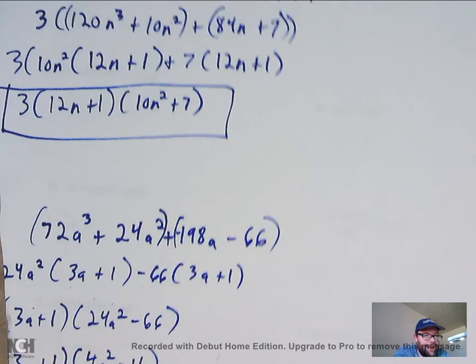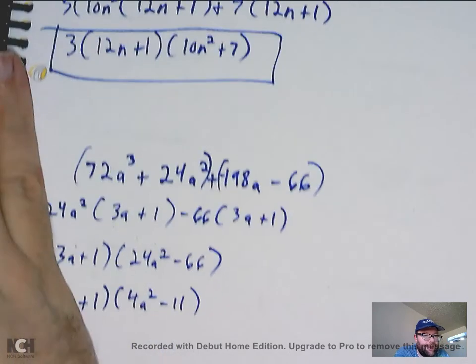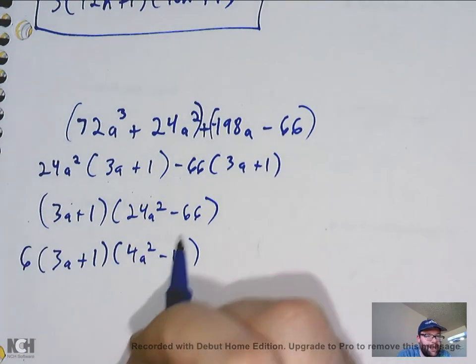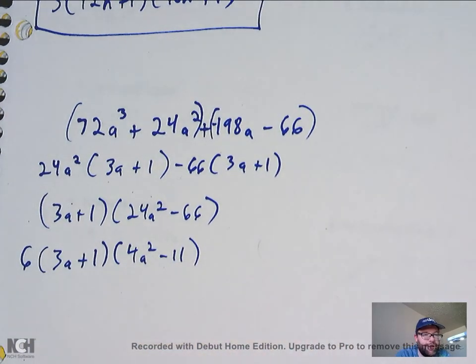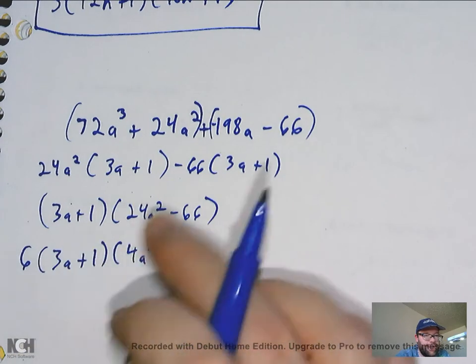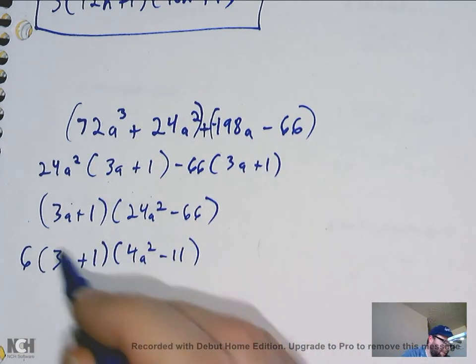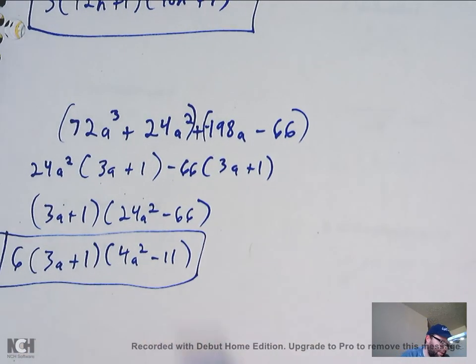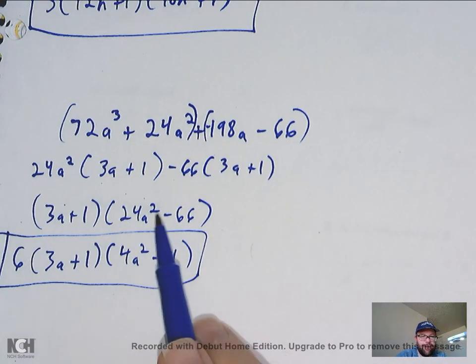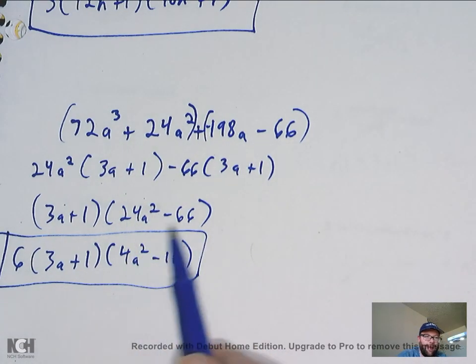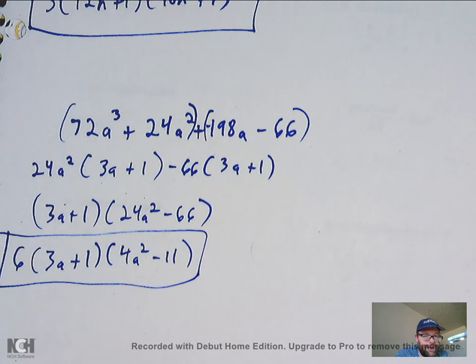Again, if you can, take out that greatest common factor to begin with, but even if you take it out at the very end, you're still going to end up with the right answer. Just this is not the factored form, this is. So even here, make sure that you can't take out anything that's still in either of those parentheses.